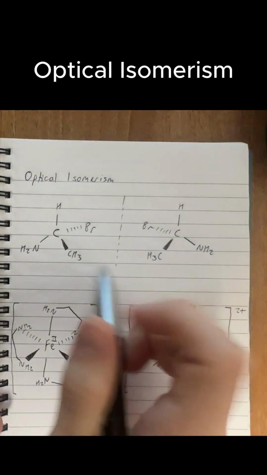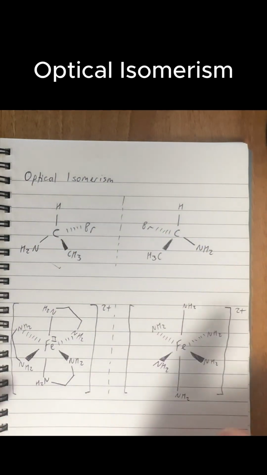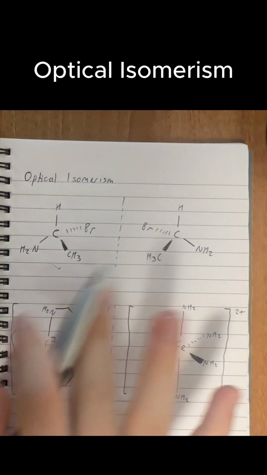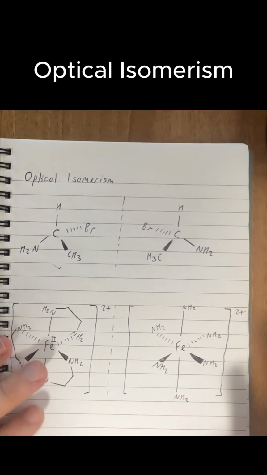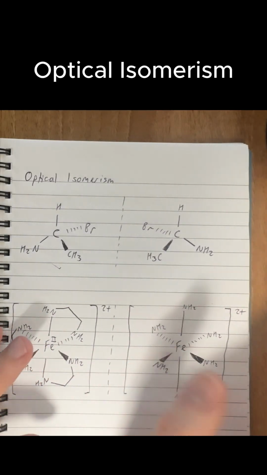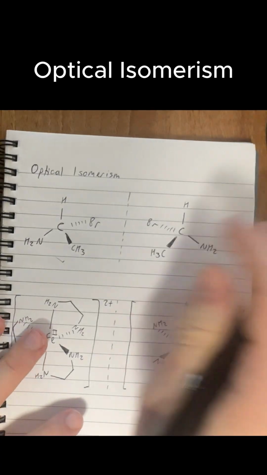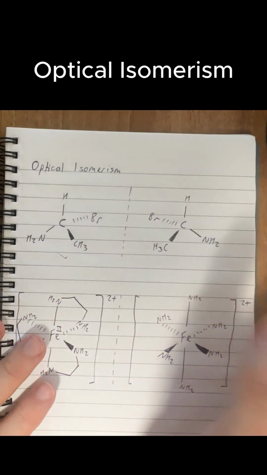Alright guys, I'm just going to quickly run through optical isomerism as well, because I just did cis, trans and EZ in the video before. I'm now going to do optical isomerism. So there's mainly two types you need to know, especially at A level. And the first one is to do with carbon.